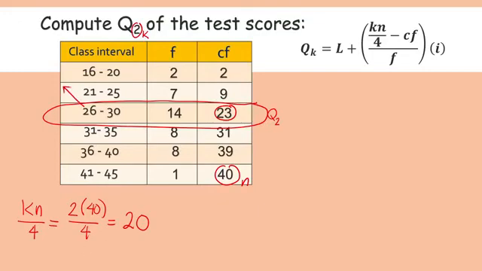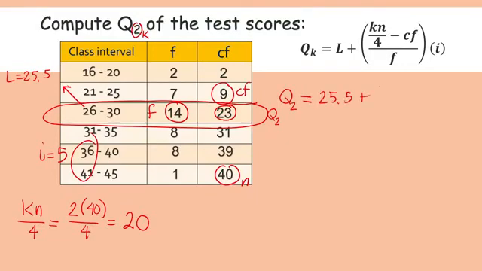So we will have the same L, that's 25.5. Our CF is 9, our F is 14, and our interval, or class size, is 5. Substituting everything to our formula to solve quartile 2, you'll have 25.5 plus 20 minus 9 all over 14 times 5. So we have 25.5 plus 11 over 14 times 5.